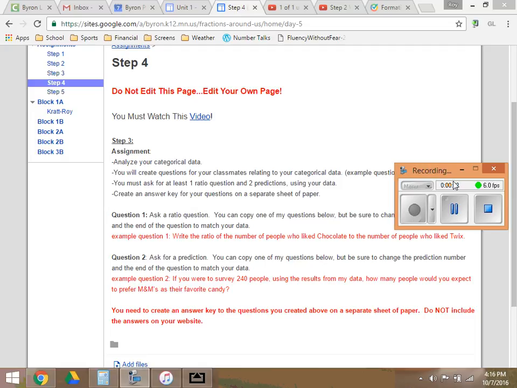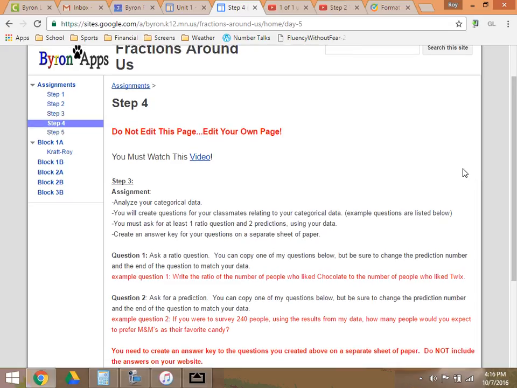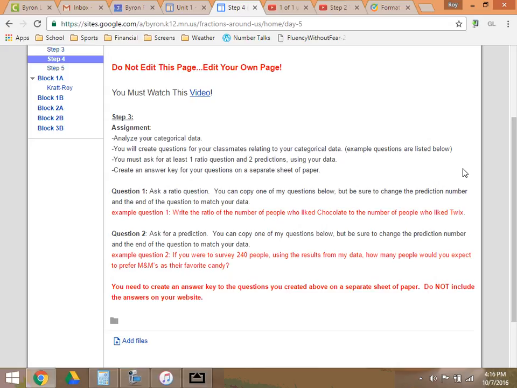Okay, so for step 4, you are going to create questions just like I did for step 3. You're going to have to look at your categorical data, figure out what questions you want to ask. You have to ask at least one ratio question and 2 predictions using your data. So that's exactly what I did in step 3.